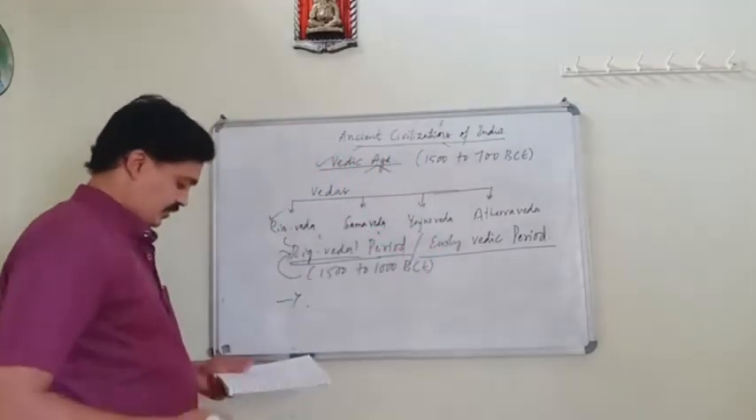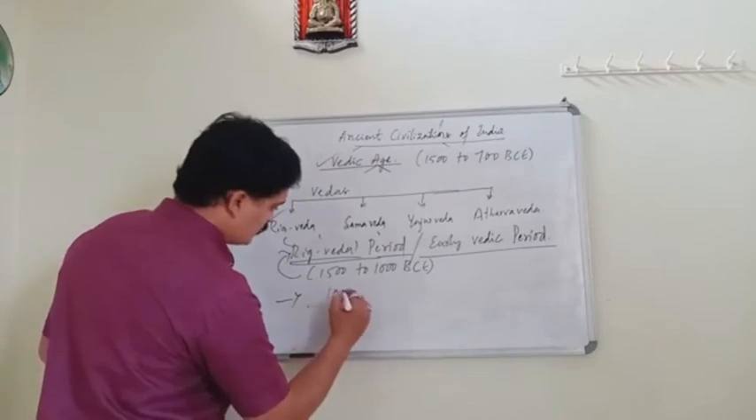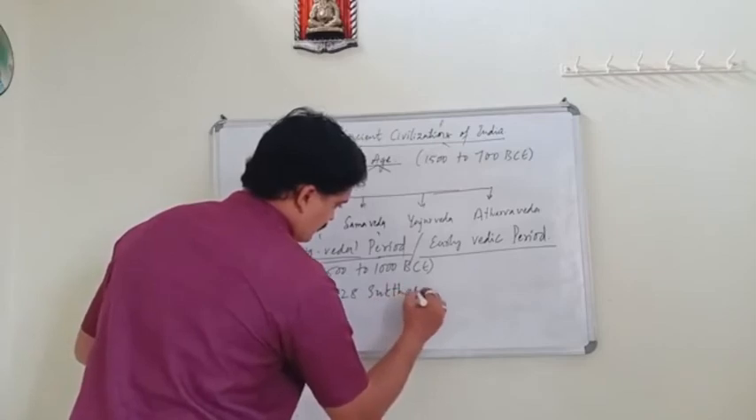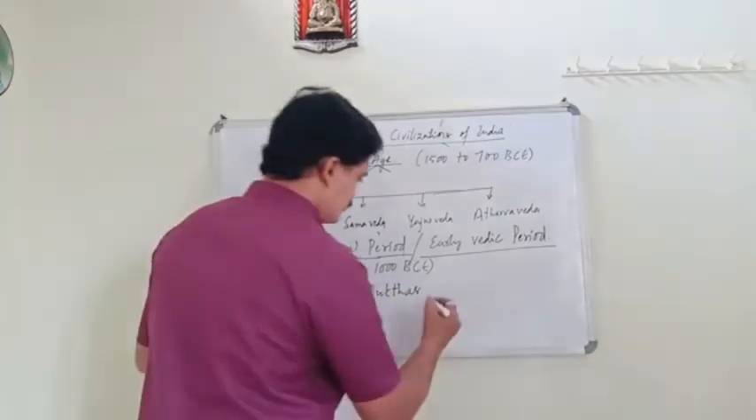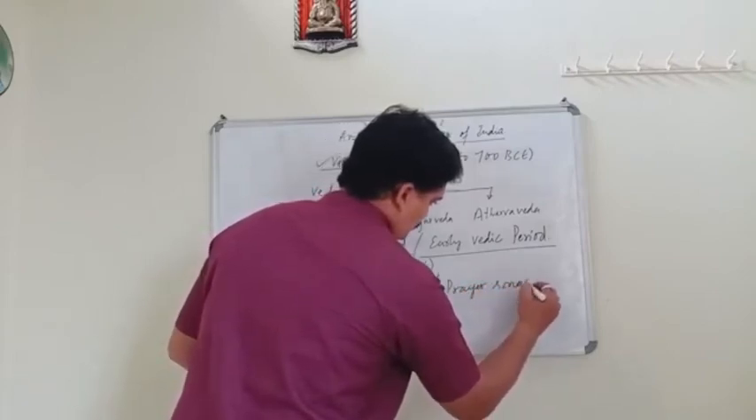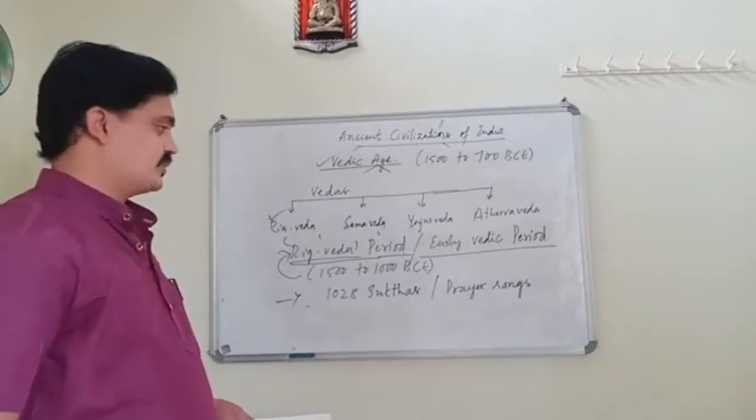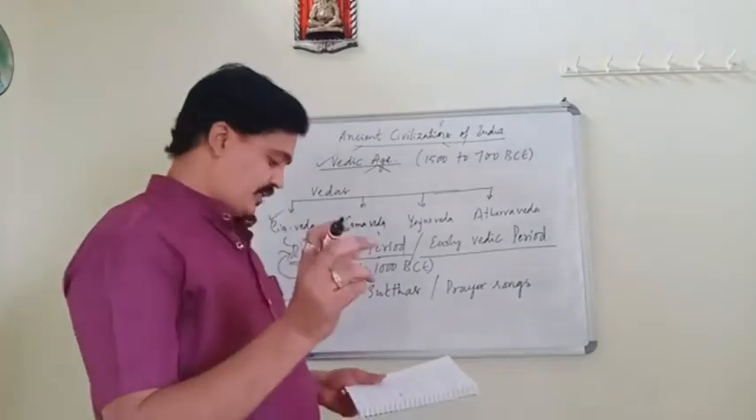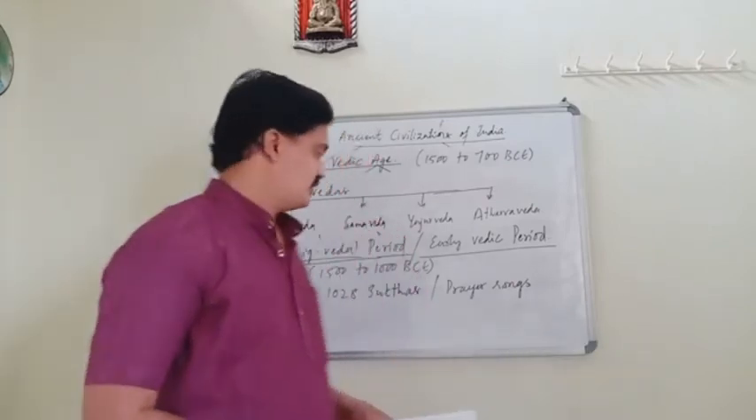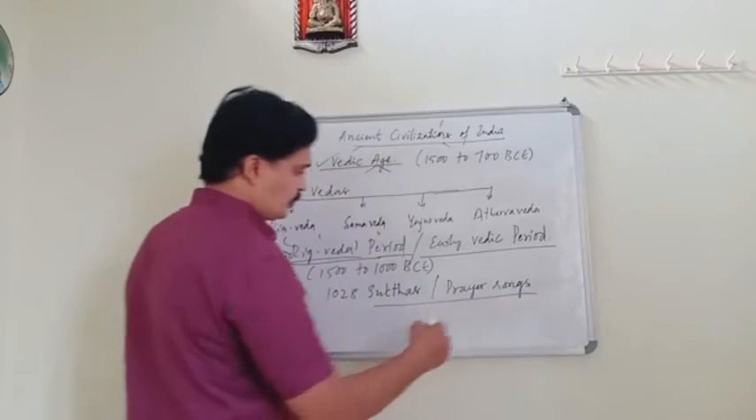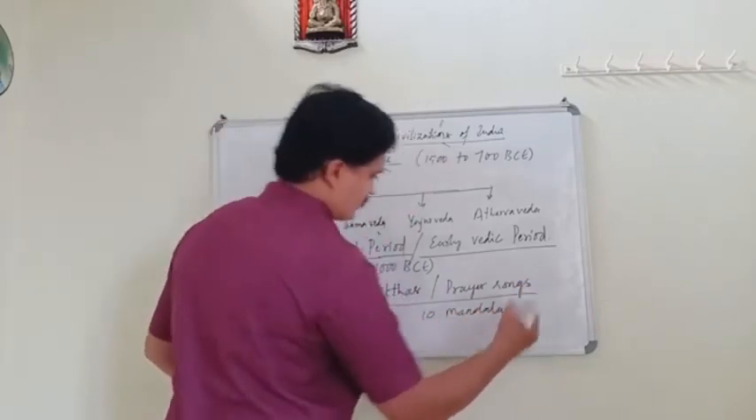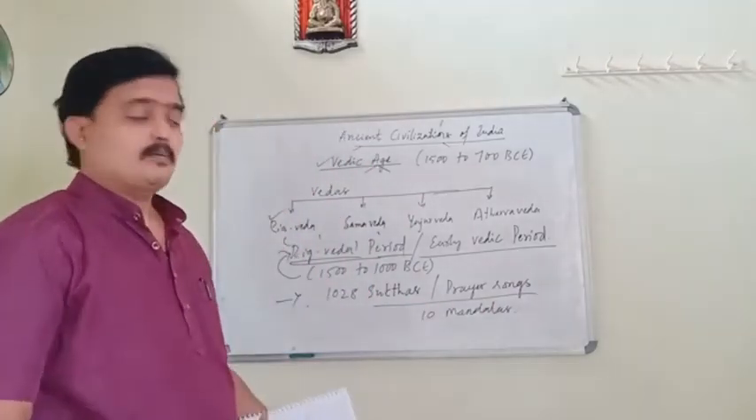Which one? Rigveda. And also it has 1028 suktas. Suktas means nothing but prayer songs. It has 1028 suktas, or we call it prayer songs here, which are grouped under the 10 mandalas. These were grouped under the 10 mandalas here.